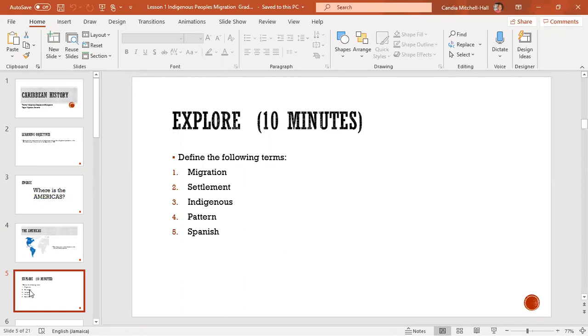Migration. In your notebooks, you're going to write these terms. Migration, settlement, indigenous, pattern, and Spanish. I know I have 10 minutes on the slide, but for 5 minutes, ladies, use your phones, go on dictionary.com, and define these terms in your notebook: migration, settlement, indigenous, pattern, Spanish.